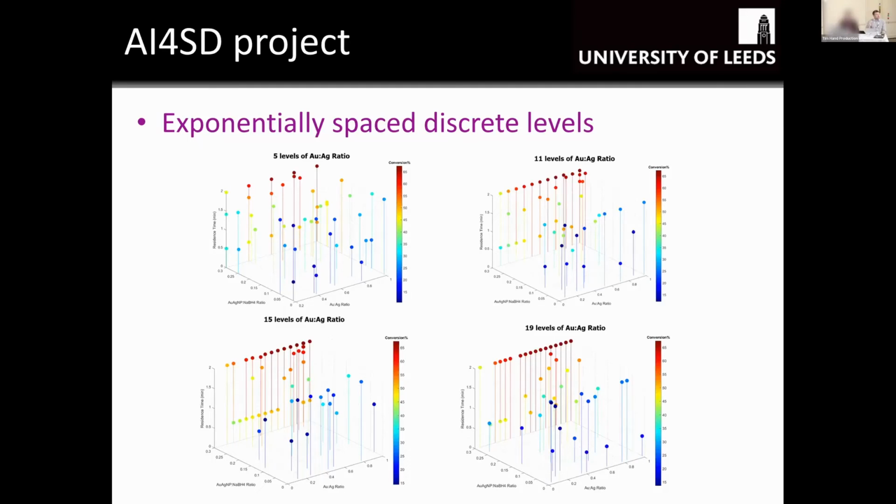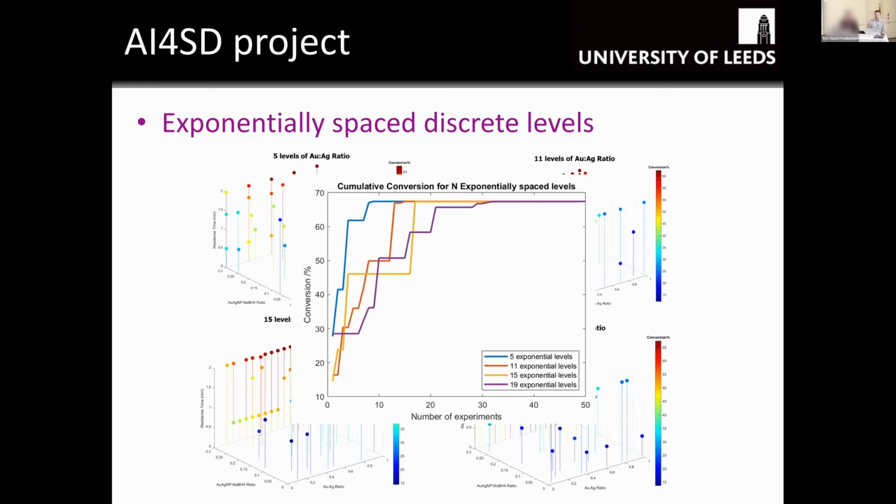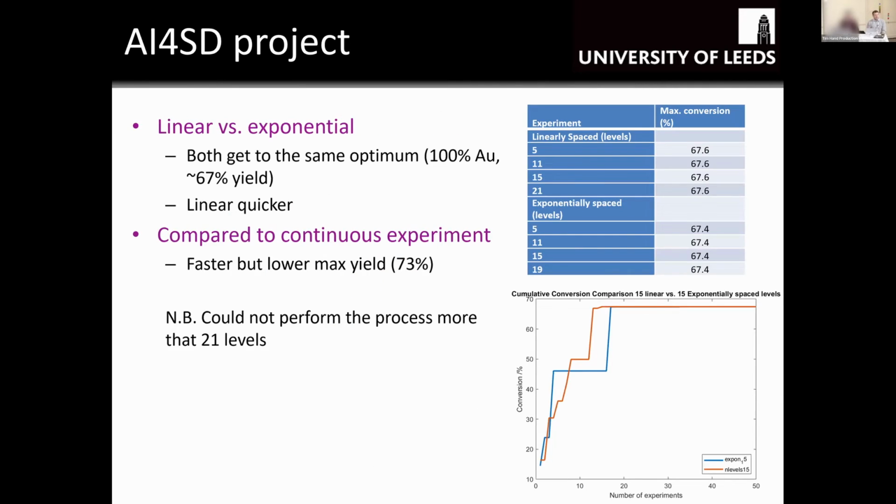So he also explored spacing the levels exponentially towards a higher gold weighting, so that there are more gold containing catalysts than silver containing catalysts, and he did exactly the same thing. So he went from 5 to 19 in this case. And again, we saw a similar trend. So the summary of his work is that if you explore linear and exponential discrete steps of algorithms, you get to the same optimization in each case, which was 100% gold, and linear is quicker than exponential for no real reason that we could understand.